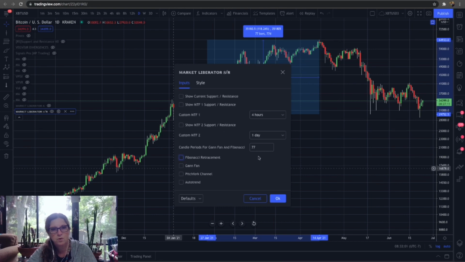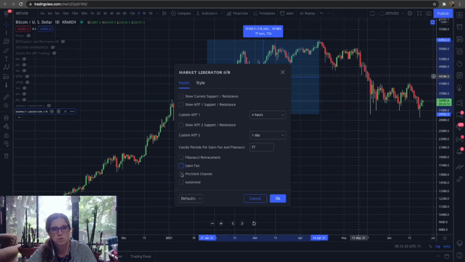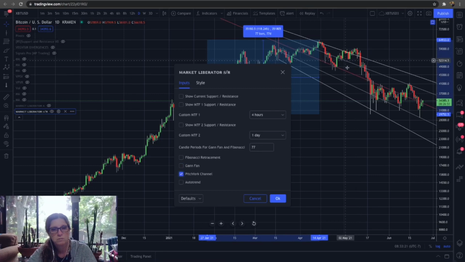Also, for those same 77 bars, you can hit Gann fan, and it's going to put in the Gann fans for you. No trying to measure them, no trying to predict where they should be. It's going to put them in for you. It'll also do a pitchfork channel. Okay. Very nice, huh?